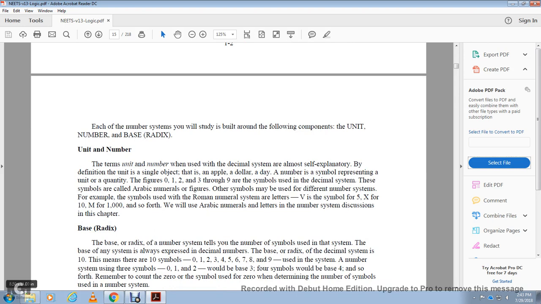Now, the base or radix. The base or radix is the number of symbols used within the system. The base of any number system is always expressed as a decimal number. The base, or radix, of the decimal system is 10. This means the 10 symbols 0, 1, 2, 3, 4, 5, 6, 7, 8, and 9 are used in the system. A number system using the three symbols 0, 1, and 2 would have a base of 3, four symbols would be a base of 4, and so forth. Remember to count the 0 as a symbol when determining the number of symbols within the number system.